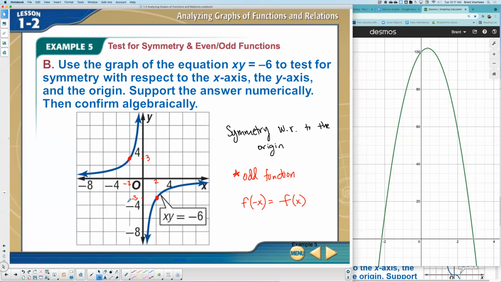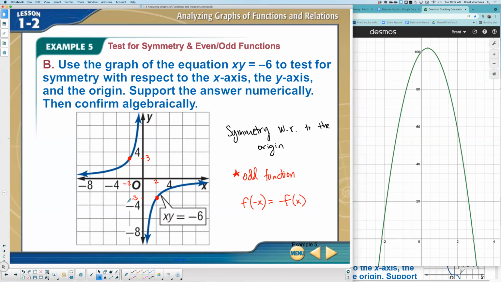Here's why I would say it's neither. I would say it this way: symmetry with respect to x equals 2. So it's neither. It's not even or odd. It just has symmetry with respect to x equals 2, because what cuts it in half is the line x equals 2 right there. This is the line x equals 2. So you can see that cuts it in half.